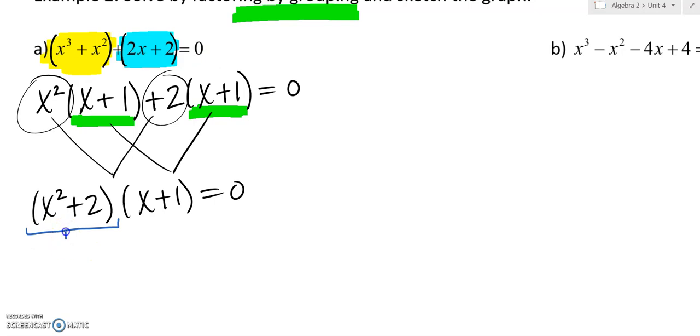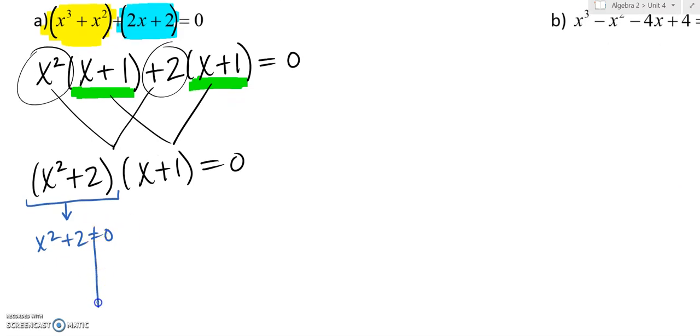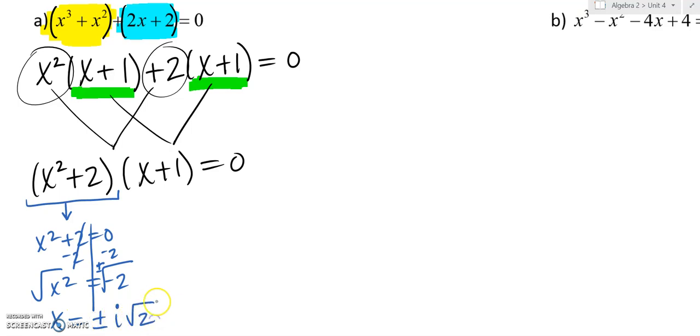So I need to take each piece and set each piece equal to 0 so that I can break it down and solve it. So this first one, I'm going to subtract 2. I square root both sides. I put in my plus or minus. Hopefully you said plus or minus. Then I have x is equal to plus or minus i root 2.